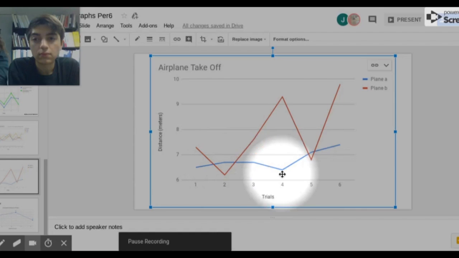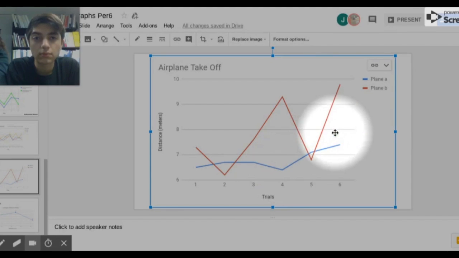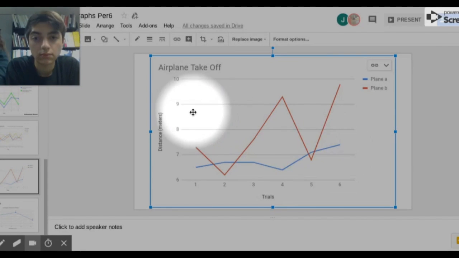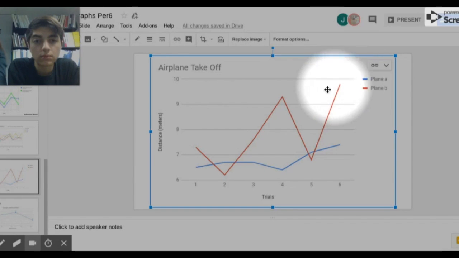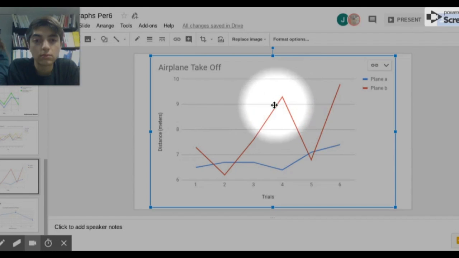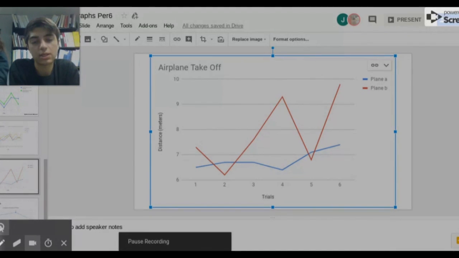As you can see in plane A, it was consistent until trial 4 because it didn't go as far as it did before. But in trials 5 and 6, it became consistent again. In plane B, it wasn't as consistent as plane A because we folded the wings and we lost total control. As you can see, in trial 4, it becomes 3 times more, which lost control. We had several anomalies where the plane would throw in a 360-degree spin, and we had no idea why.